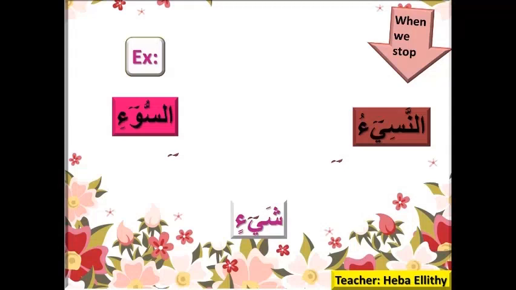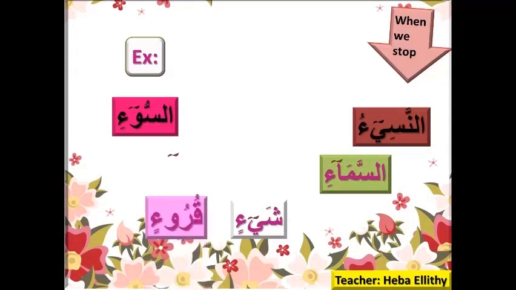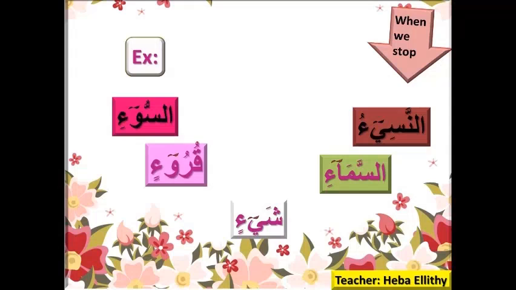So next one, the word السماء. This is how I stop on the Hamza. I cut the voice on it and I raise my voice a little bit to make it clear. Next word is قُرُوء. This is how I stop on the Hamza with a nabr. Inshallah, this is clear for you.